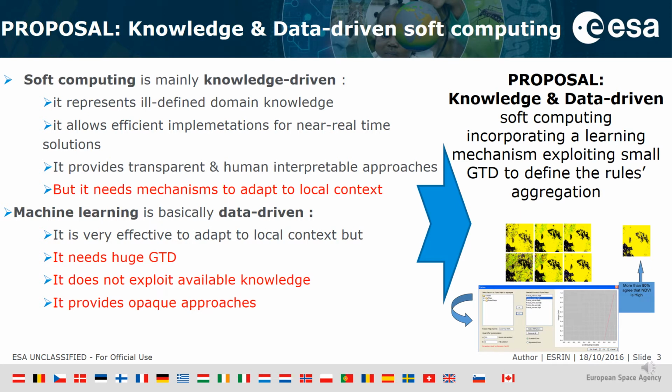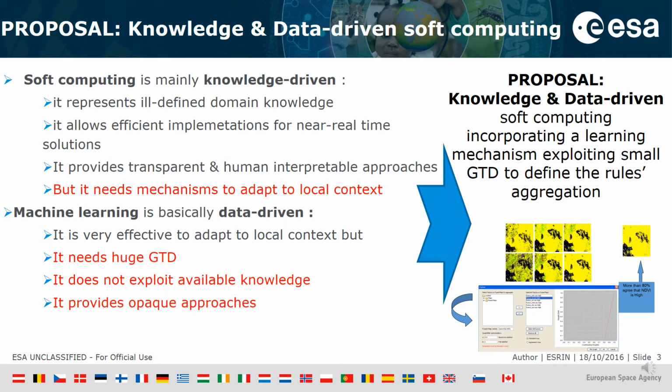Soft computing is mainly knowledge-driven. It represents well ill-defined domain knowledge by means of fuzzy rules and fuzzy sets. It allows efficient implementation of near real-time solutions and provides transparent and human interpretable approaches that can be linguistically expressed and communicated to decision makers. But it needs mechanisms to adapt to local contexts, and it rarely provides adaptation mechanisms exploiting ground truth data.